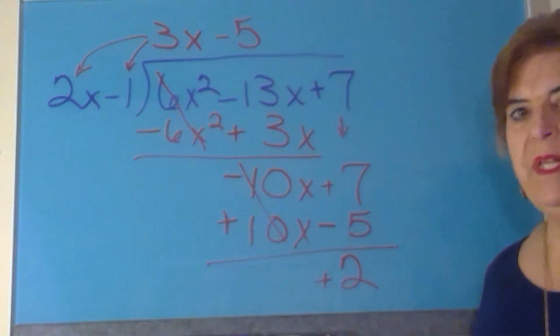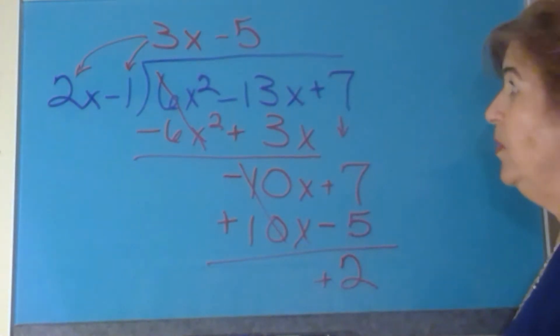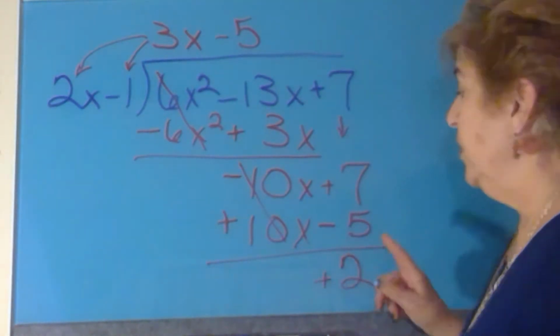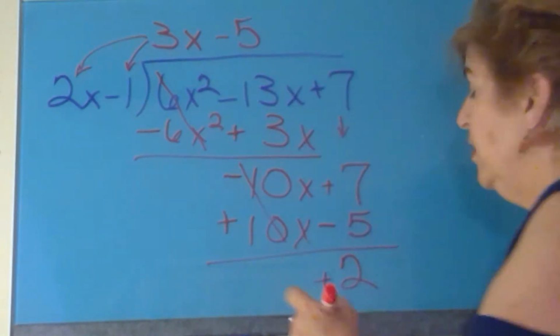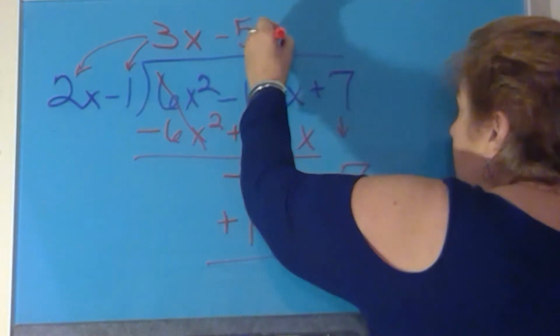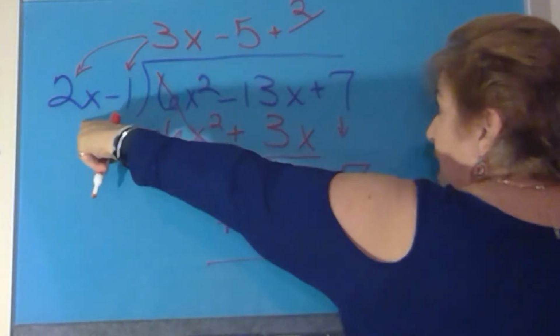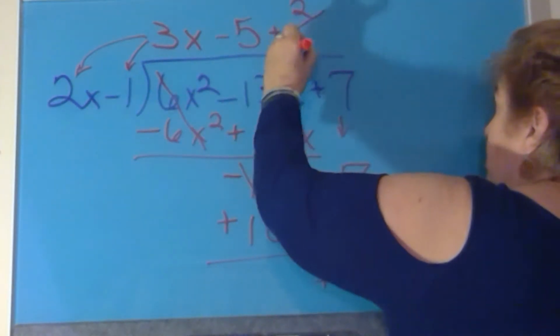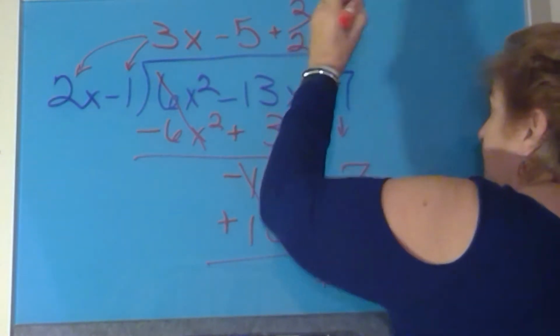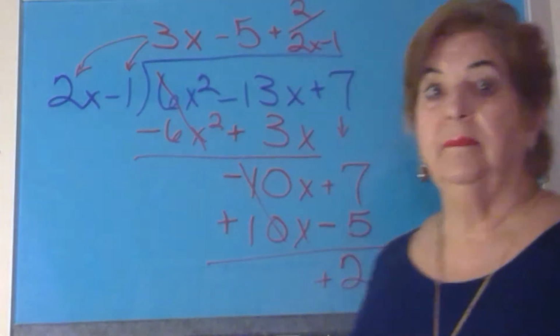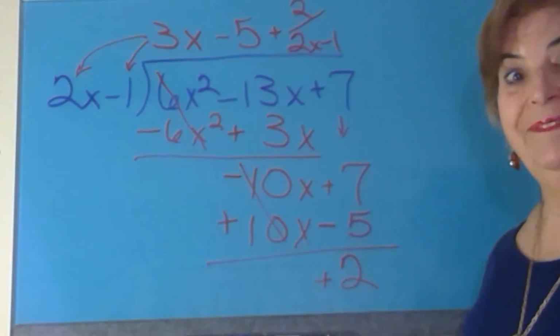You might want to write a plus 2 because that's now our remainder. And you're going to write that as a fraction. So it is plus 2 divided by, and it's being divided by 2x minus 1. That's your final answer.